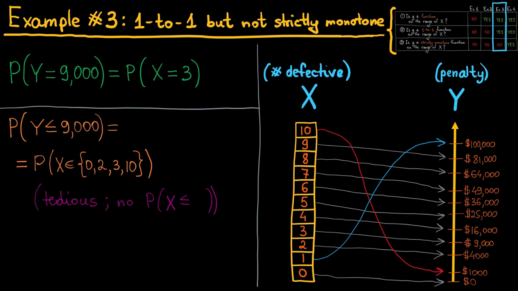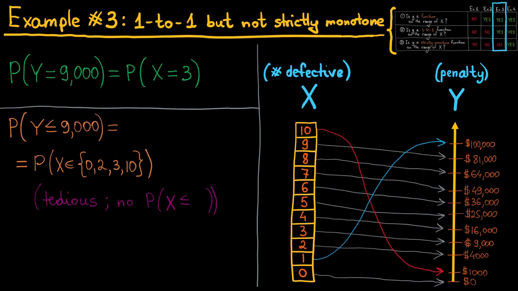Notice that the second question pertaining to the probability of the event that y is less than or equal to 9,000 is about as tedious as before. We still have to identify all the values in the range of y satisfying this inequality, and then we have to trace them back to the values in the range of x that mapped there. What we get from knowledge of g being a one-to-one function is that when we are translating an event in terms of y back to an event in terms of x, for each individual value of y, there will be exactly one value of x.